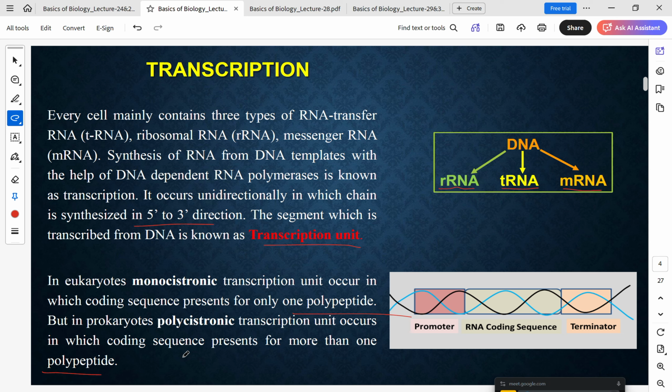A basic structure of the DNA that gets copied to RNA is that the DNA sequence has a promoter region for binding of the RNA polymerase, a coding region, and a terminator region to release the RNA polymerase.